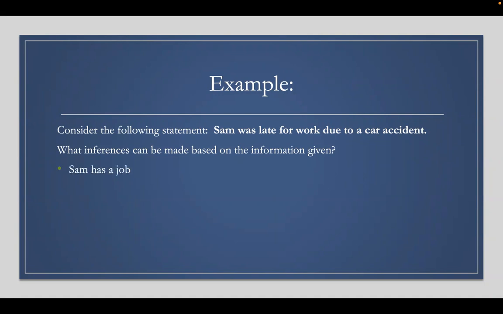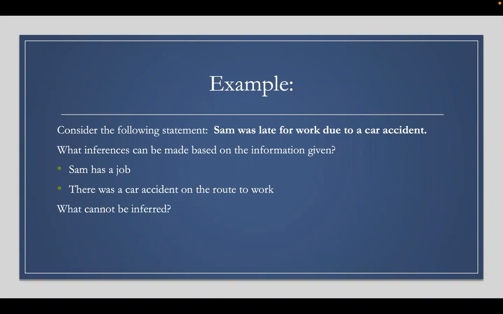Well, Sam has a job. If Sam was late for work, then Sam has a job. We don't know what it is, but there is something, right? A job that Sam is doing work for. May or may not be paid, but a job. There was a car accident on the route to work, right? So the route that Sam is taking, there was an accident.